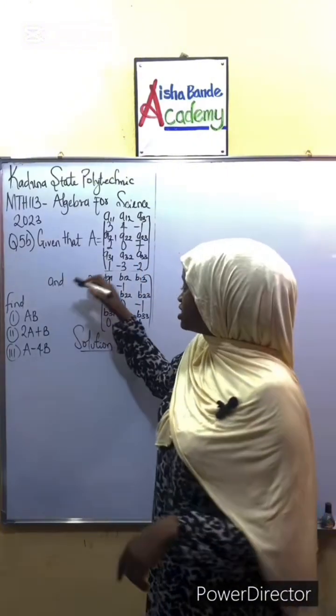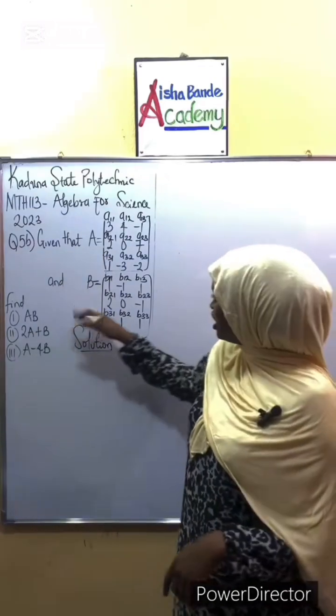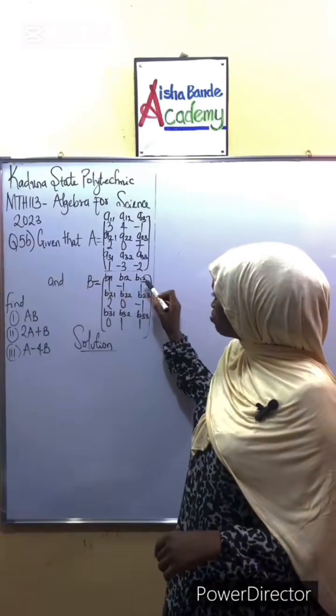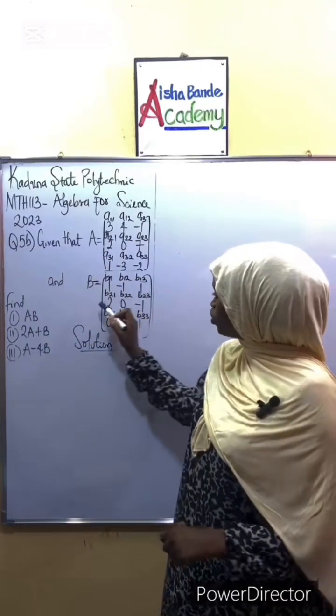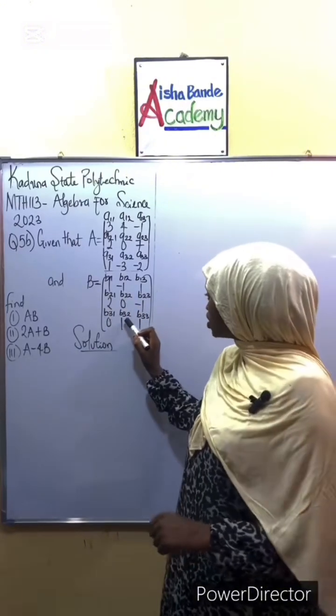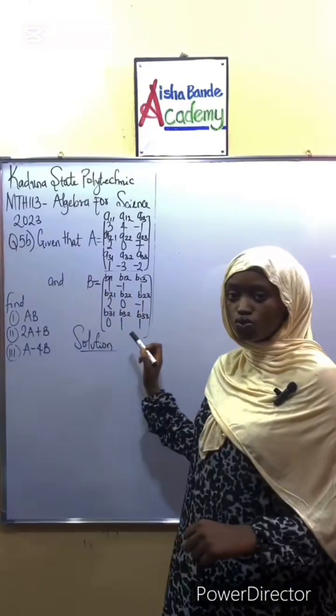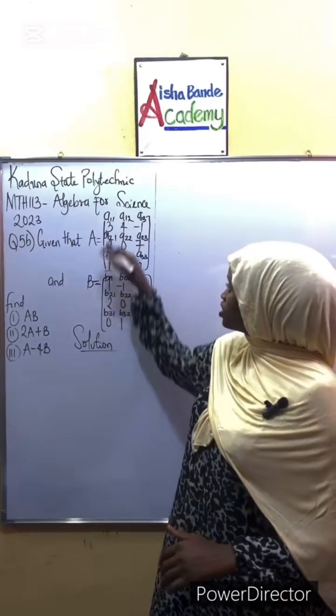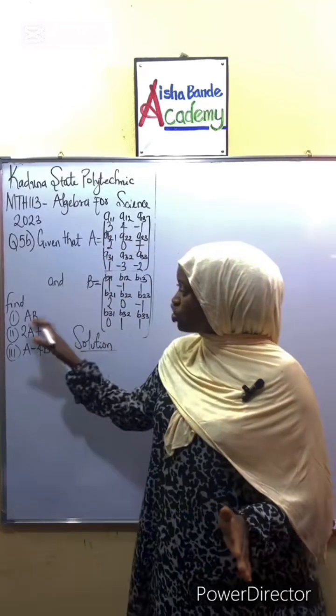The same thing also applies for matrix B. That's why we have B11, B12, B13 on the first row. On the second row, we have B21, B22, B23, and B31, B32, B33 on the third row. So with all of this, we can easily solve the question.